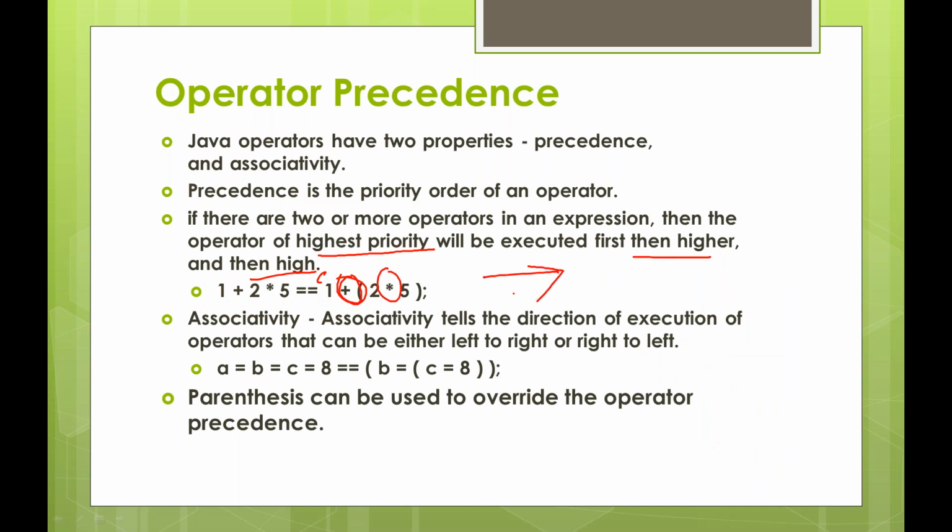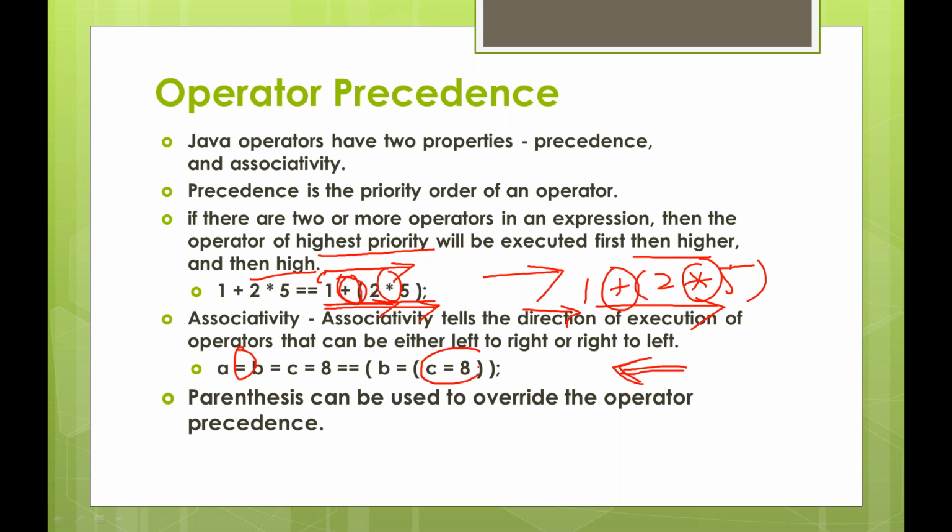Associativity is the direction of operation. In this case, the operators are verified from left to right. In 1 plus 2 star 5, it is verified like this, and then first multiplication is done, then addition is done. But in this case, the associativity is right to left. Sorry, this one is left to right and this one is right to left.